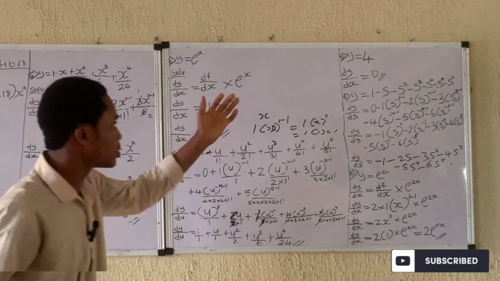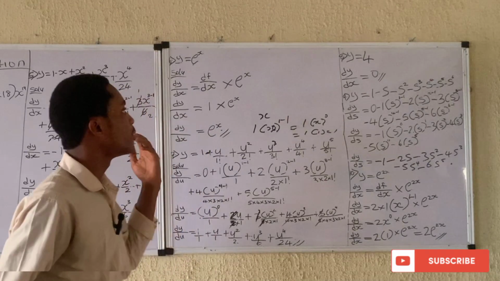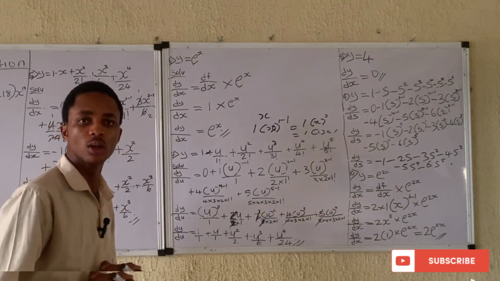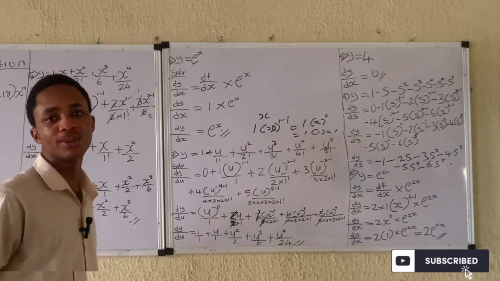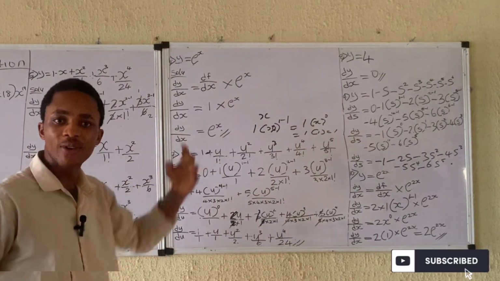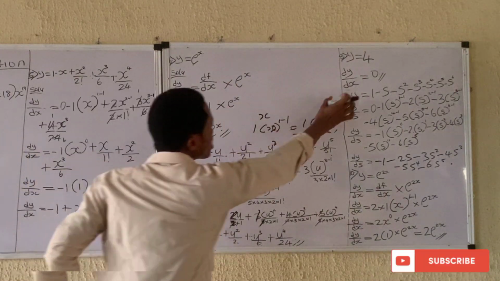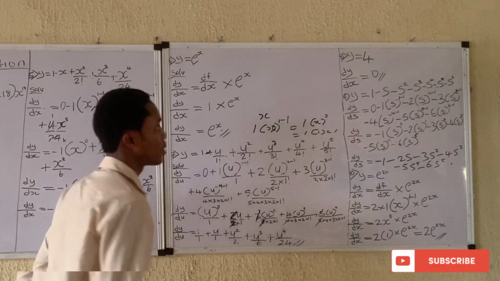Now, going to question 8, which says that y equals 4. Pay a close look at the question. There is no variable. The answer is 0 because y equals 4. 4 is a constant, so dy/dx equals 0. That is the answer for that question.